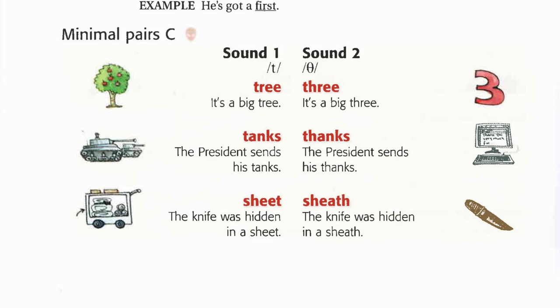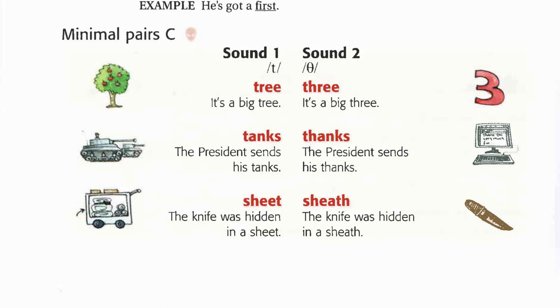2C. It's a big tree. It's a big three. The president sends his tanks. The president sends his thanks. The knife was hidden in a sheet. The knife was hidden in a sheath. 2D. The president sends his thanks. It's a big three. The knife was hidden in a sheath.